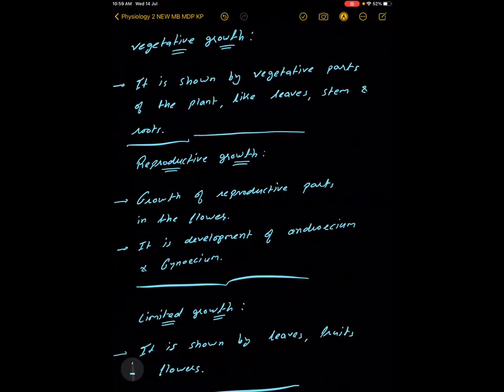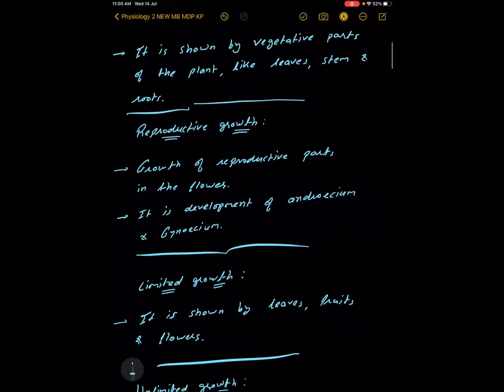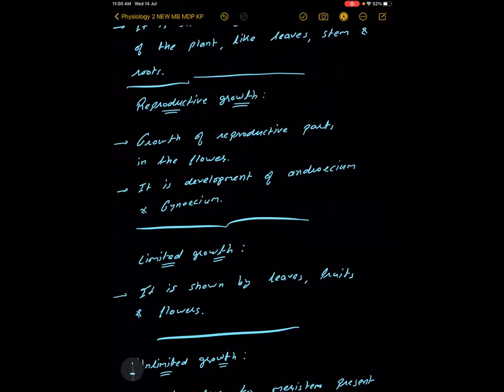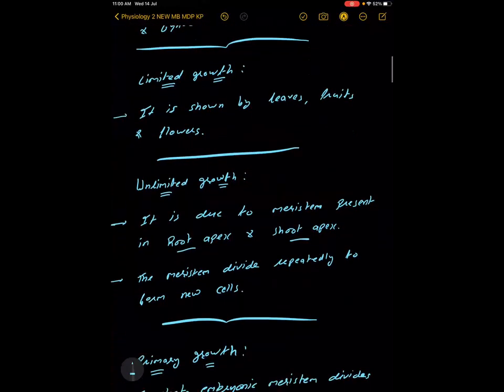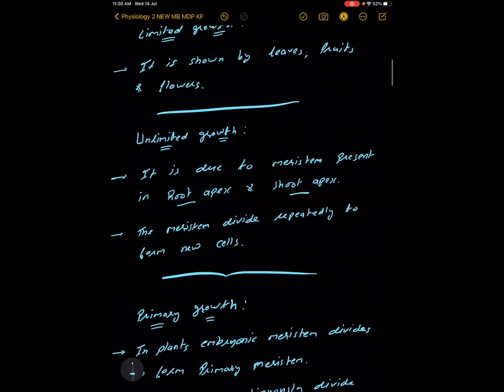Vegetative growth, what does it mean? It means vegetative parts like root, stem, leaves show the growth. That is vegetative growth. If stamens and carpels show growth, meaning the growth of flower, it is reproductive growth, development of male parts and female parts, androecium, gynoecium.